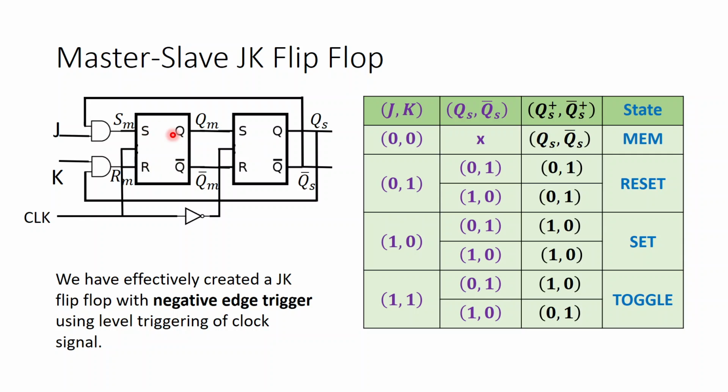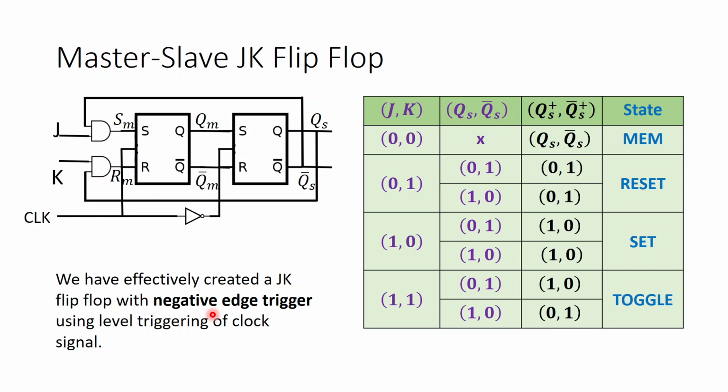But what the master slave connection does is that over the entire cycle, the QS bar output changes at the negative edge of the clock. So thus we can obtain a very perfect synchronous flip-flop operation. It is synchronized with the negative edge of the clock. So that is the case with the master slave JK flip-flop. So that is all with the master slave JK flip-flop.